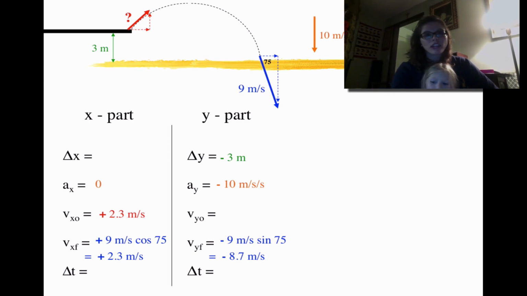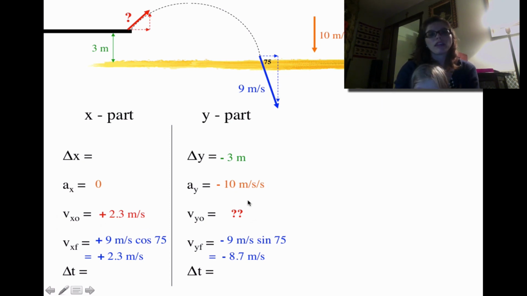Think of the Energizer Bunny. So we want to find what is our initial y velocity here. We know our initial x velocity. We want to find our initial y velocity.